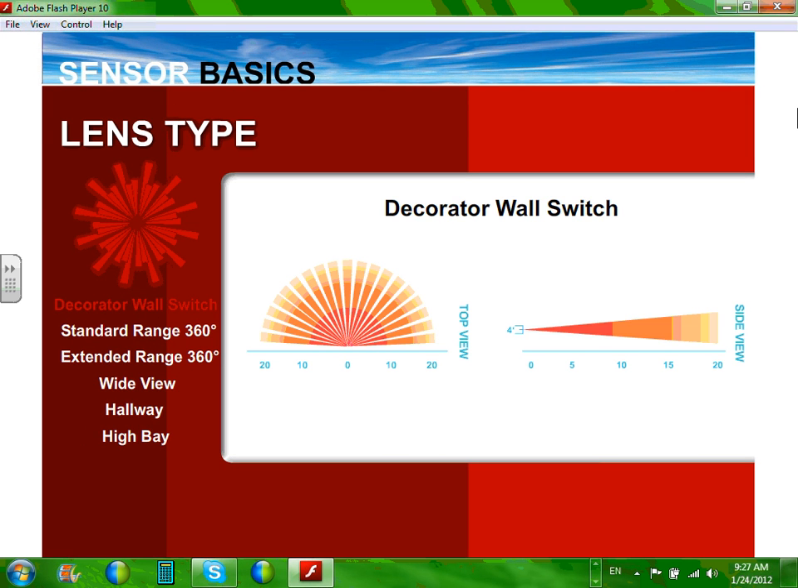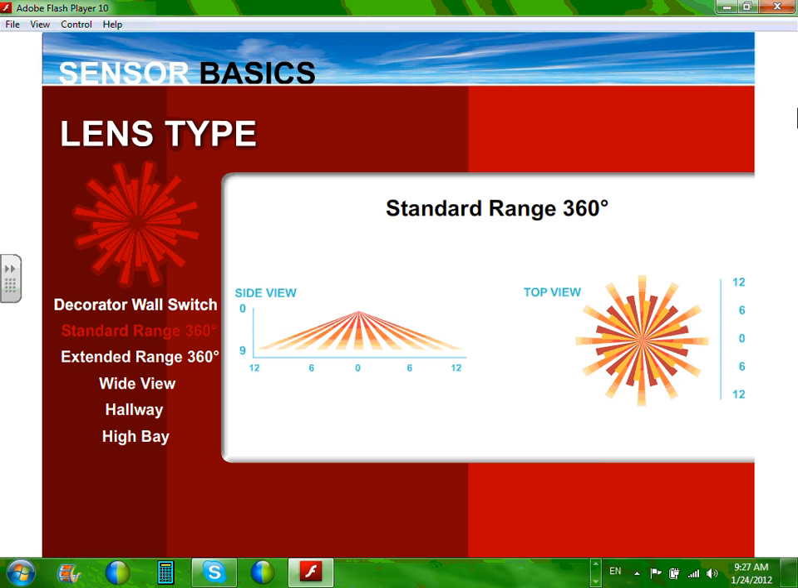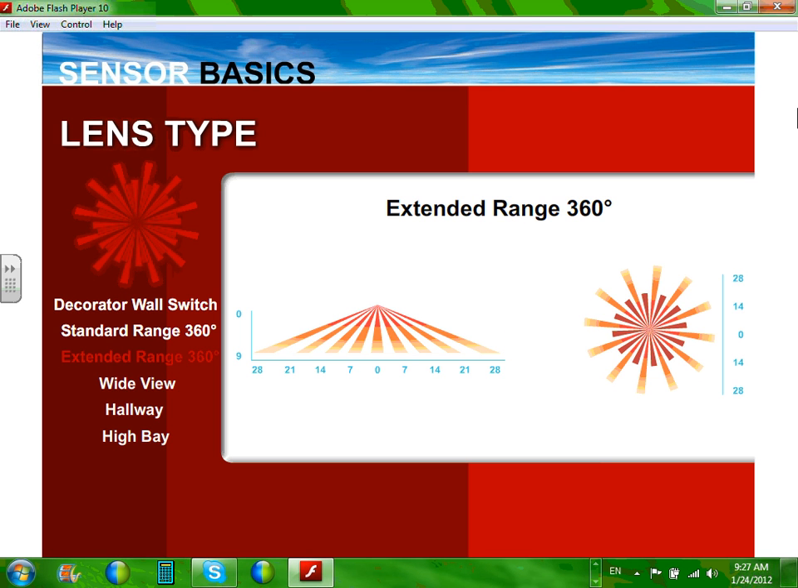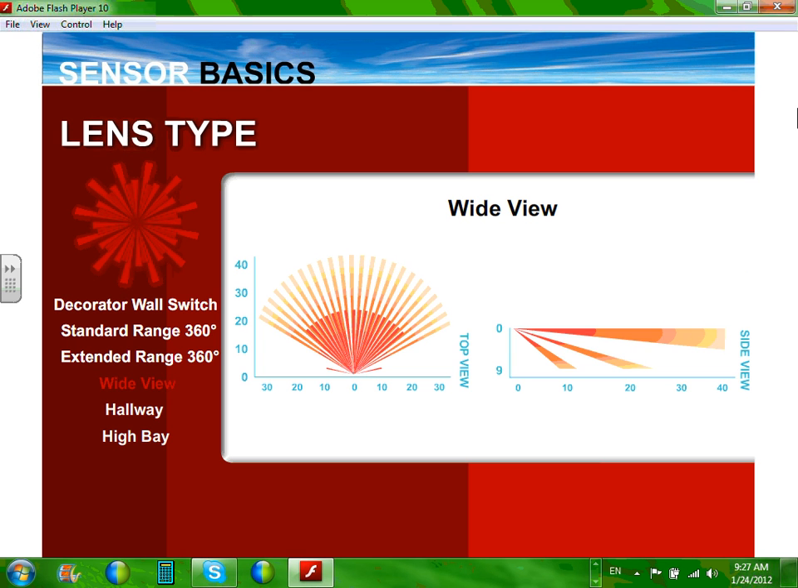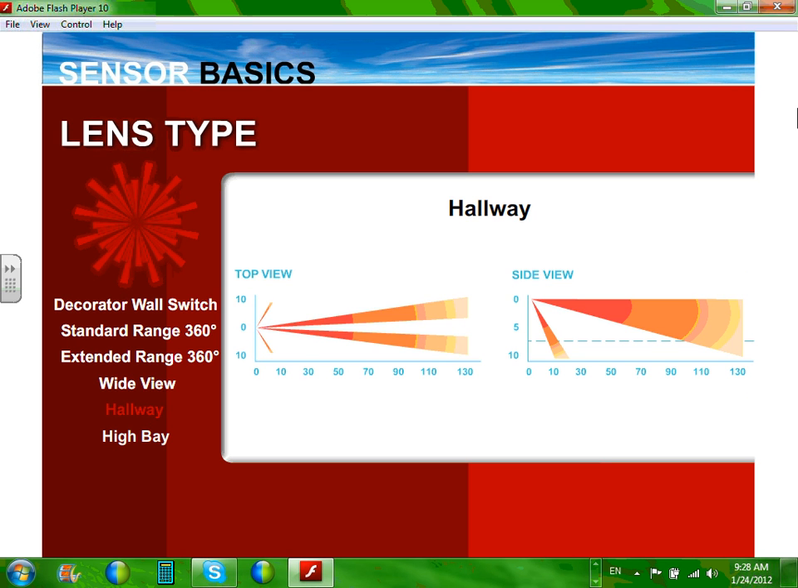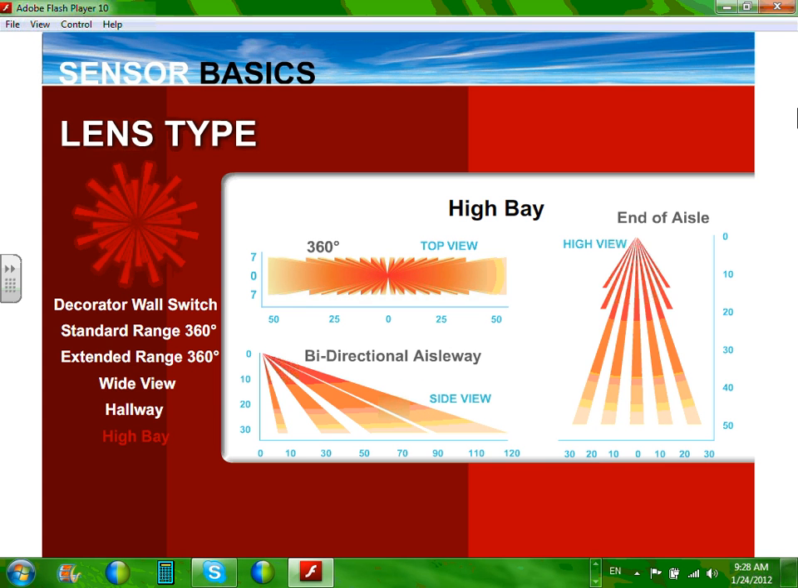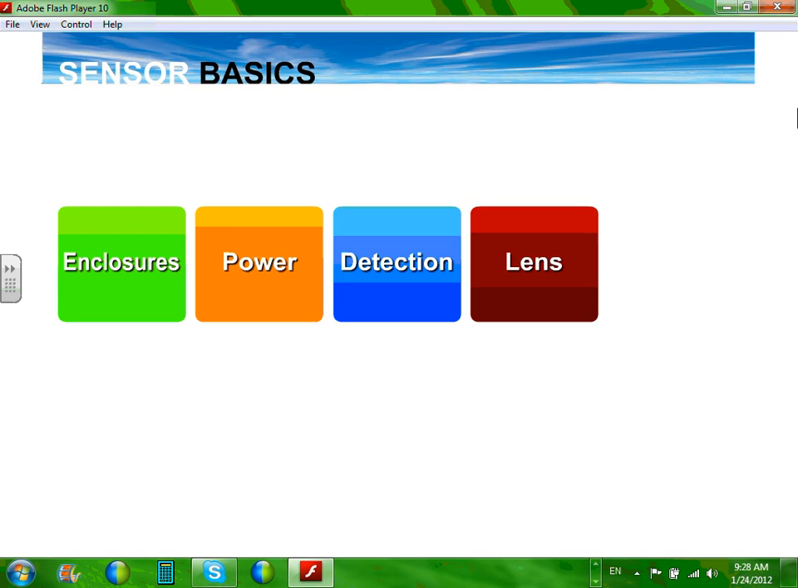The style of lens a sensor has determines its coverage area and pattern. It is important that not only the space's coverage requirements are met, but also that, in the field application, the type of motion that needs to be detected is considered. Specifics on each lens style are covered in subsequent videos.